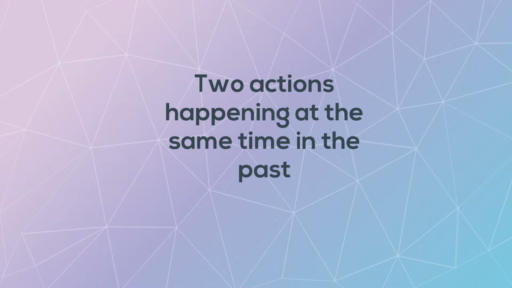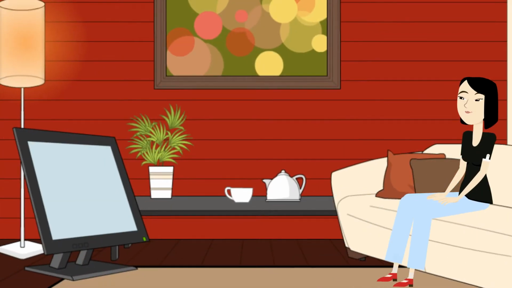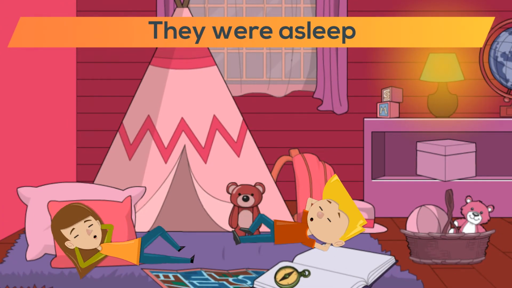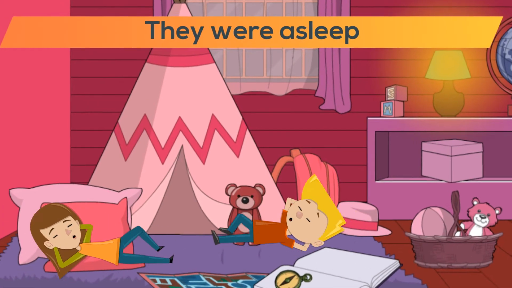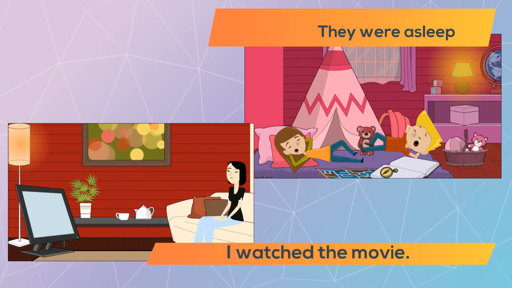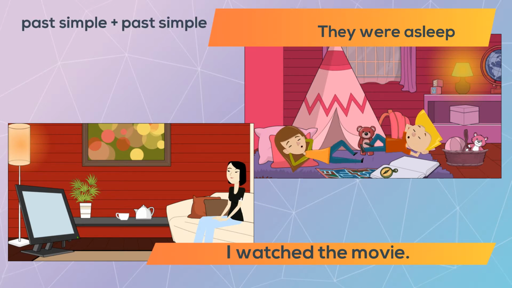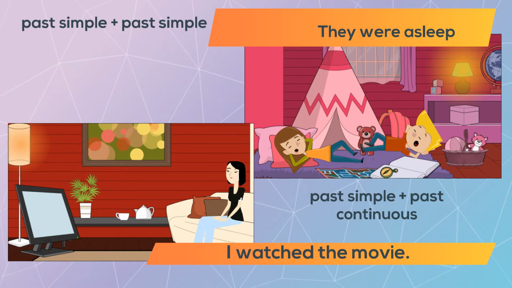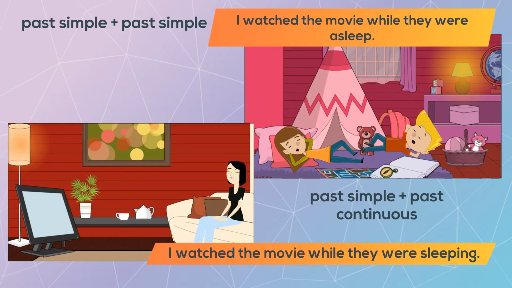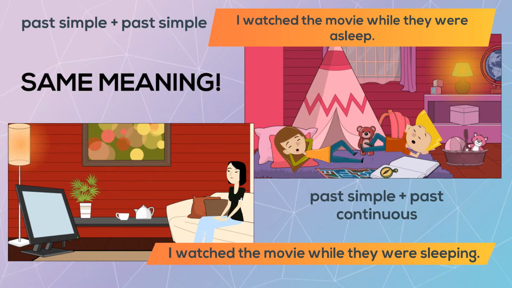Let's look at two actions happening at the same time in the past. The first action is, I watched the movie. The second action is, they were asleep. Both actions are happening at the same time. We can put the actions together using past simple and past simple, or past simple and past continuous. I watched the movie while they were asleep. I watched the movie while they were sleeping. Again, the meaning is the same.